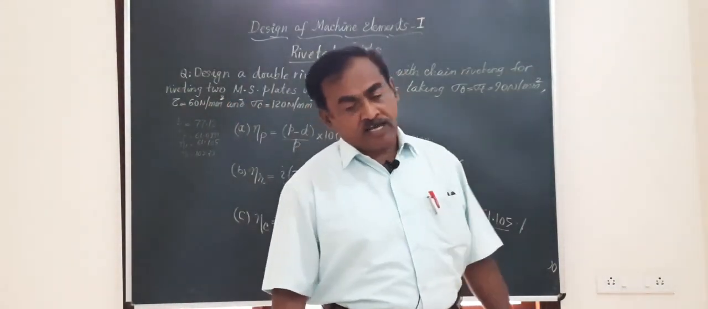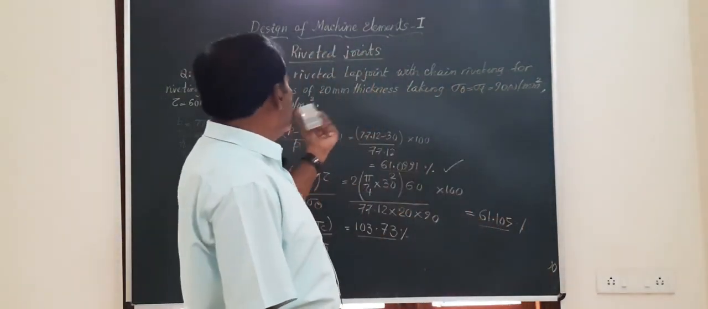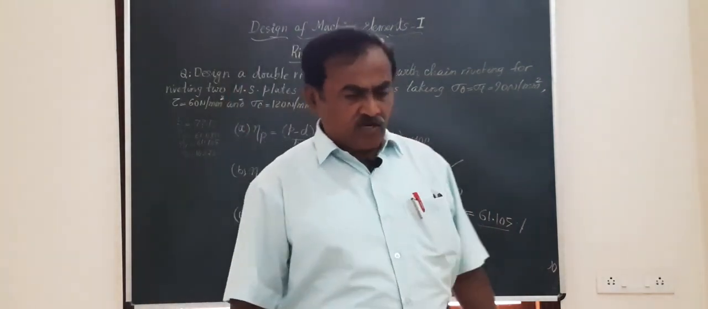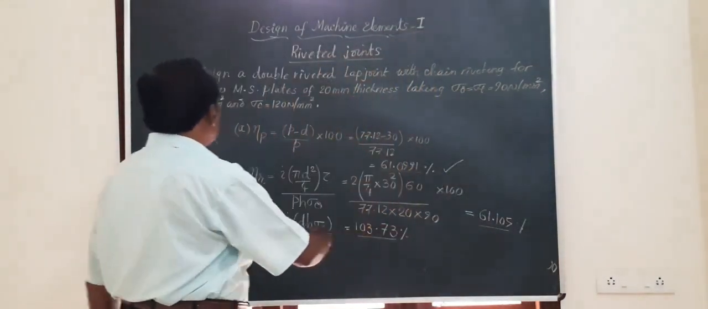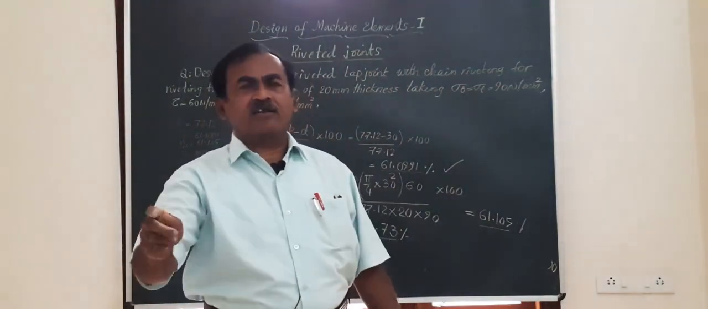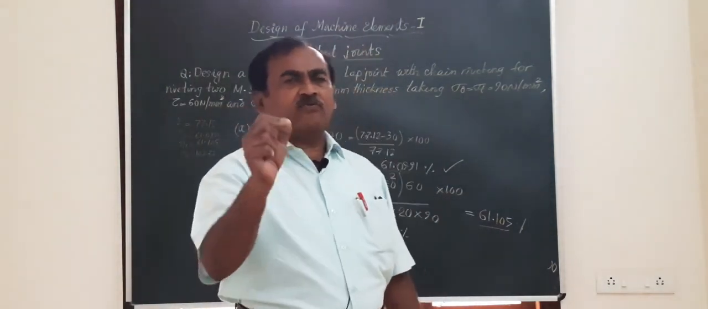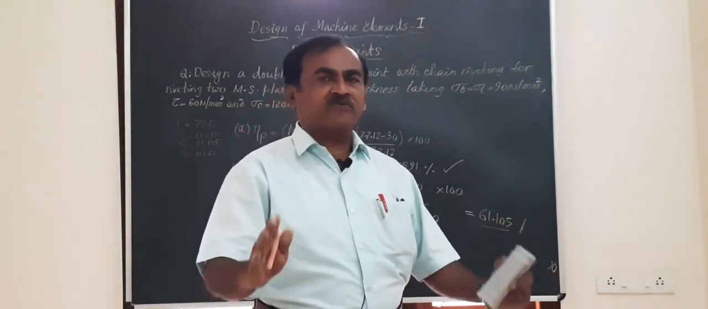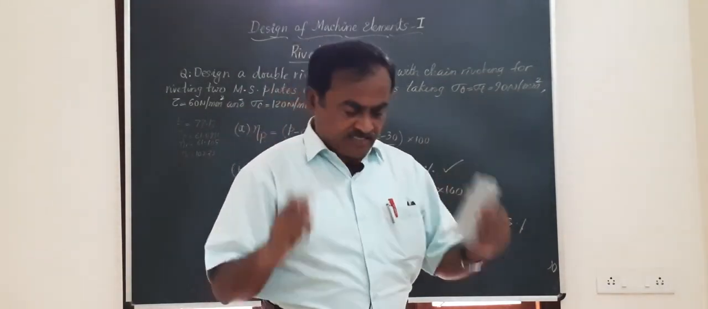Friends, I hope and I am very confident that all of you would have followed the procedure followed in designing a double riveted lap joint with chain riveting. And one thing I would like to mention here, friends: instead of this lap joint, if you have the same problem with zigzag riveting, you will not have any change at all, excepting the transverse pitch PT which you are going to get will have a value equal to 0.33p plus 0.67d. Apart from that, the number of rivets failing, the diameter of the rivet, everything remains the same.